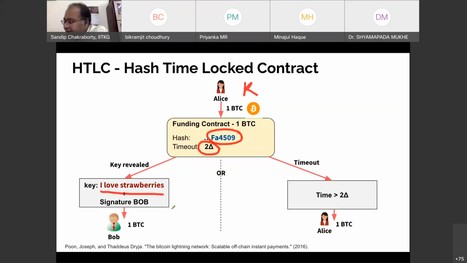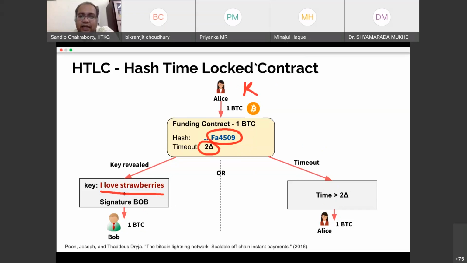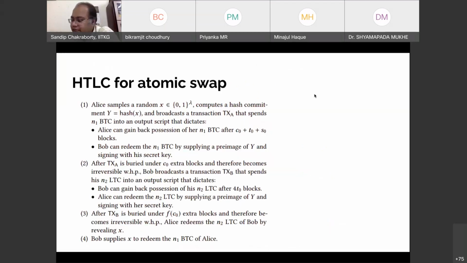Well, otherwise, if Alice doesn't reveal the key within this timeout duration 2 delta, that means if time is greater than 2 delta, then this contract becomes void and the money gets returned back to Alice. Well, so with this particular HTLC architecture, let us try to see how the atomic swap protocol in HTLC works.